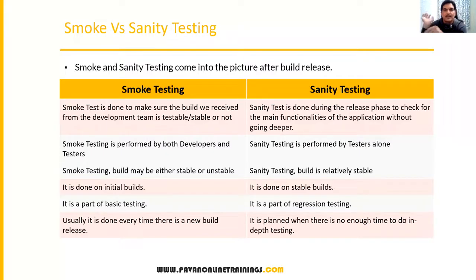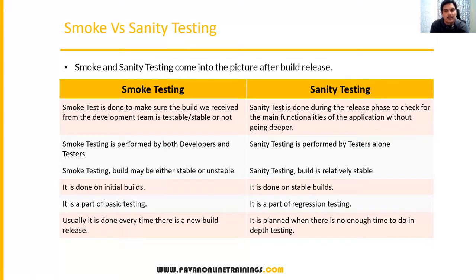So let me just say what are the examples of smoke testing and sanity testing. As I said before, smoke test is done to make sure the build we received from the development team is testable or stable or not. Sanity test is done during the release phase to check for the main functionality of the application without going deeper. That means as soon as we get the build from the developer, we verify the build is stable or not.